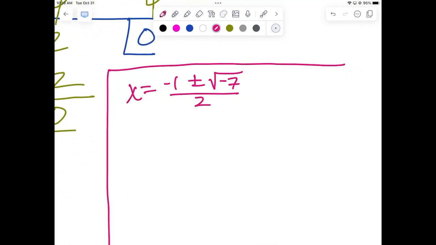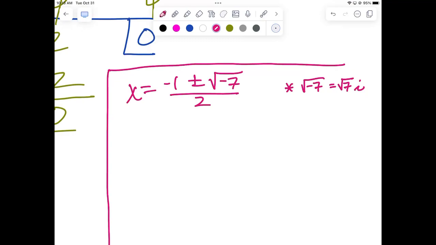Now, notice I have the square root of negative 7 come off to the side. If you ever see the square root of a negative number, what you should do is call it the square root of a positive number and put the i on the outside, because the square root of negative 1 is i. So the square root of negative 7 is really the square root of 7 times i. And make sure the i is on the outside of the radical.